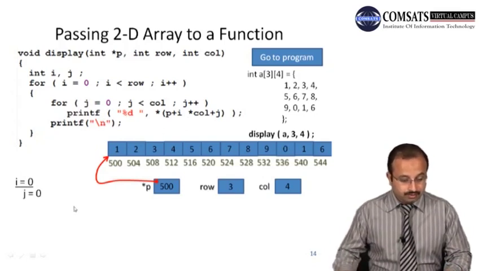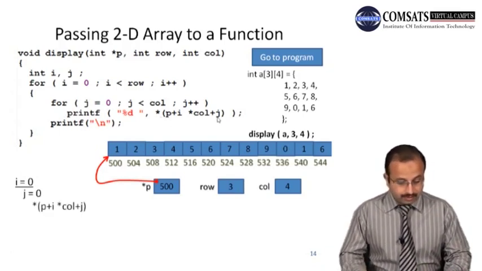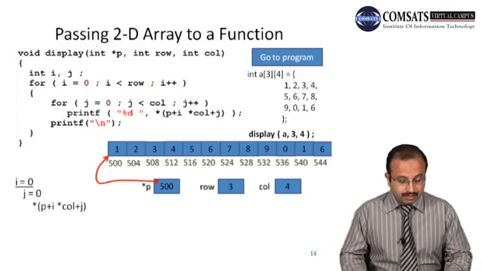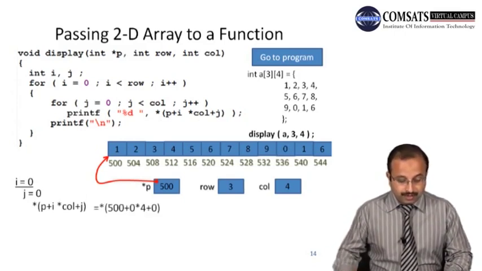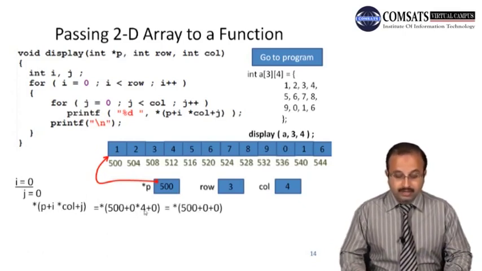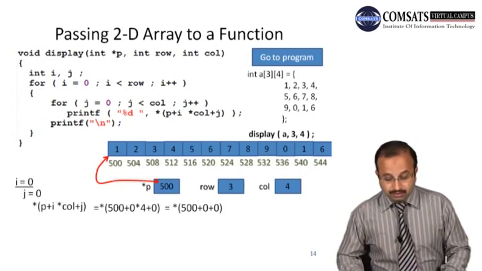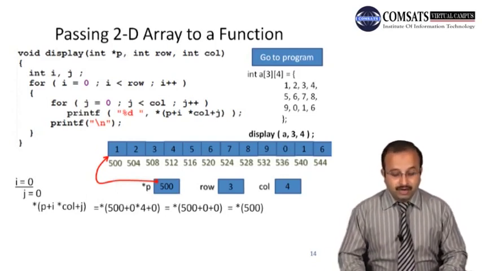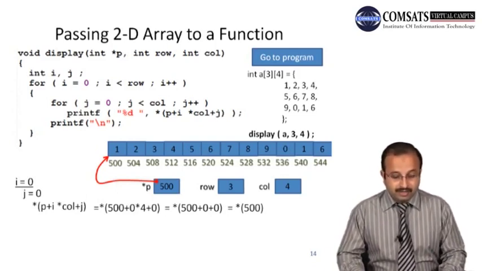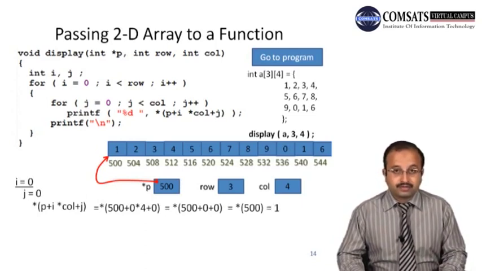So j की value हमारे पास 0 हो गई है. Now this expression will become this expression, that is very important. So p plus i star col plus j, if we insert the values, p is 500 plus 0 multiplied by 4 plus 0. First the multiplication will be performed, so this value becomes 0. It will be 500 plus 0 plus 0, that means star 500, and the value at star 500 will be printed, and that value is 1. So 1 print हो जाएगा.